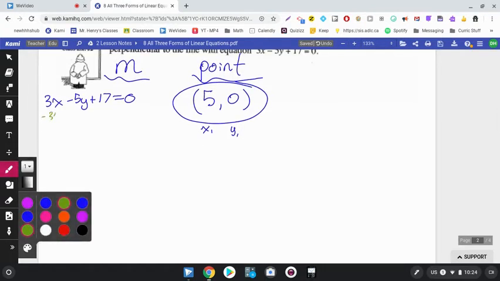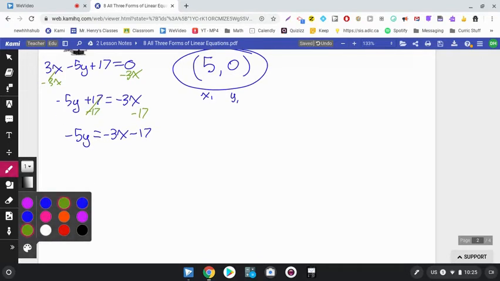Move the 3x over. Minus 3x, minus 3x. Negative 5y plus 17 equals negative 3x. Move the 17, subtract 17. What I do to one side, I do to the other. Negative 5y equals negative 3x minus 17. Good. Now I have that coefficient of negative 5. Divide both sides by that coefficient.